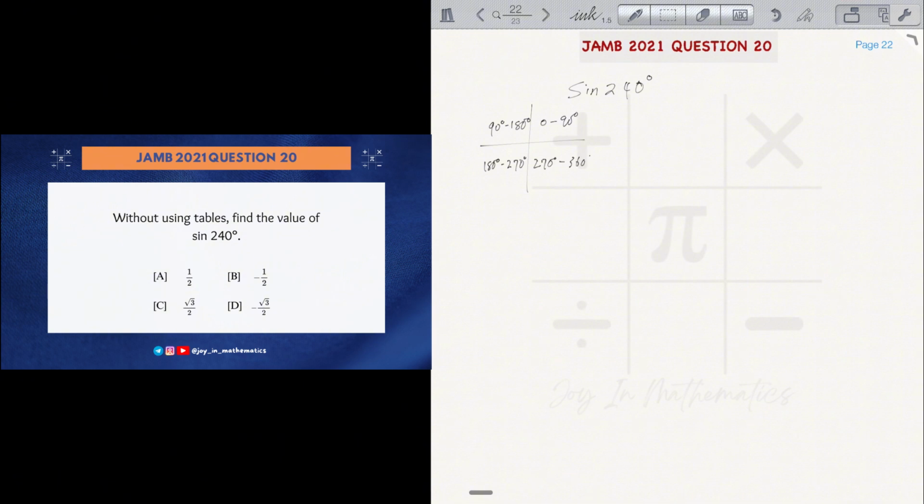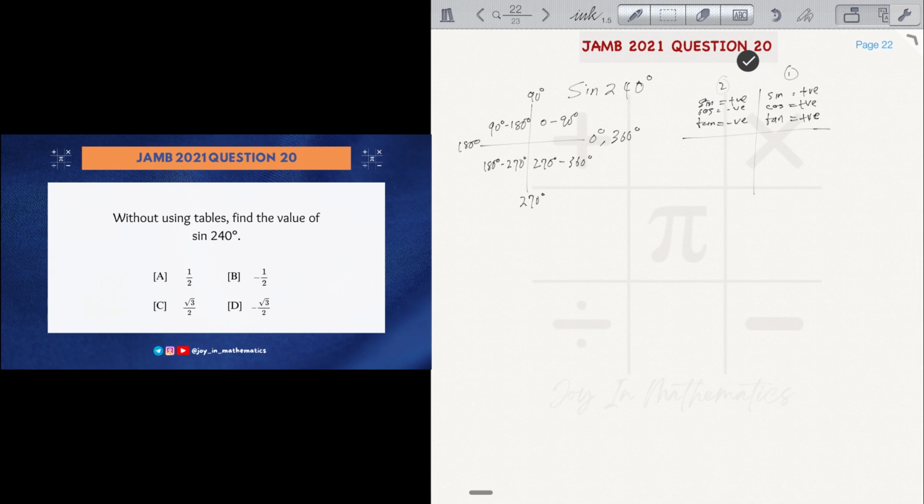360 degrees. This is 0 degrees, this is 90 degrees, this is 180 degrees, and this is 270 degrees, followed by 360 degrees. And in this quadrant, sine is positive, cos is positive, tan is positive. This is the first quadrant. In the second quadrant, sine is positive, all others, cos is negative, tan is negative.